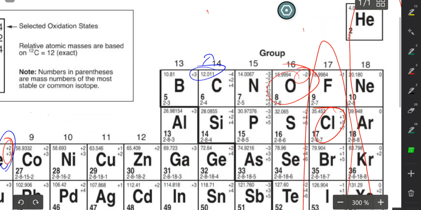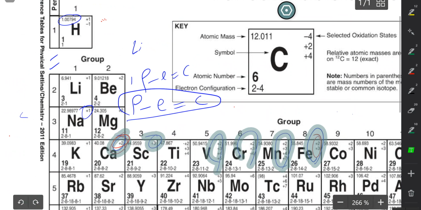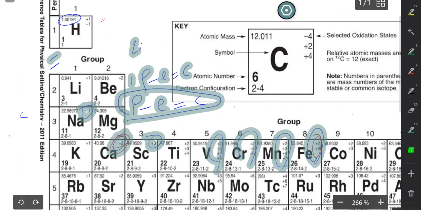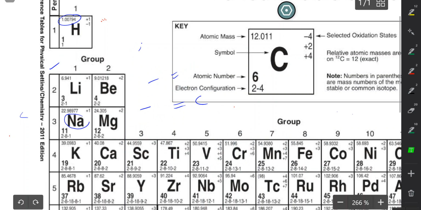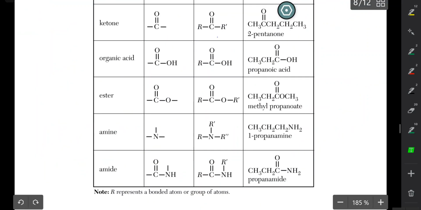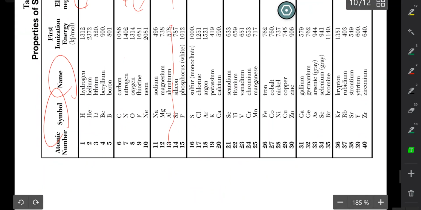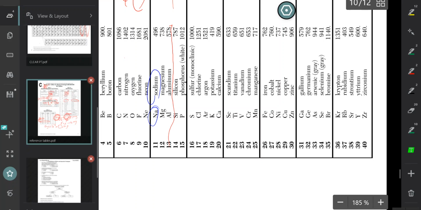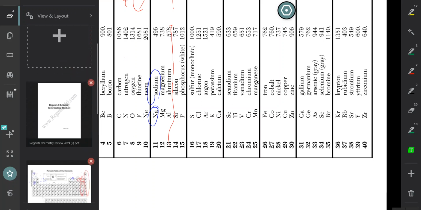You can look at the periodic table to confirm that. So here we are. Here's sodium. The symbol is Na, and it has only 1 valence electron. If you don't know the symbol for sodium, that's fine. Just go to your reference tables and go all the way down to table S, and you will see the symbol and the name. All right. Going forward.